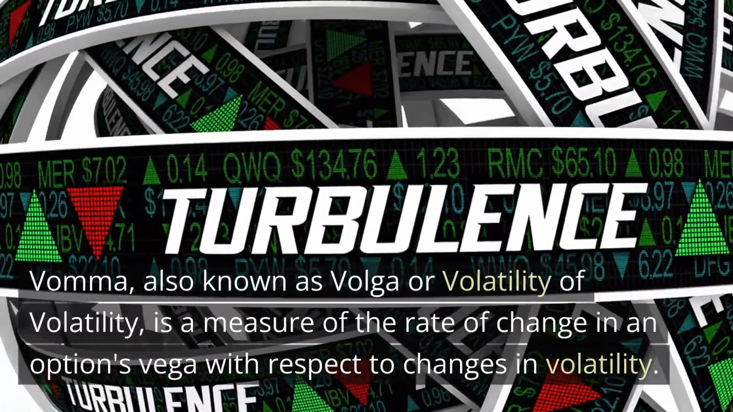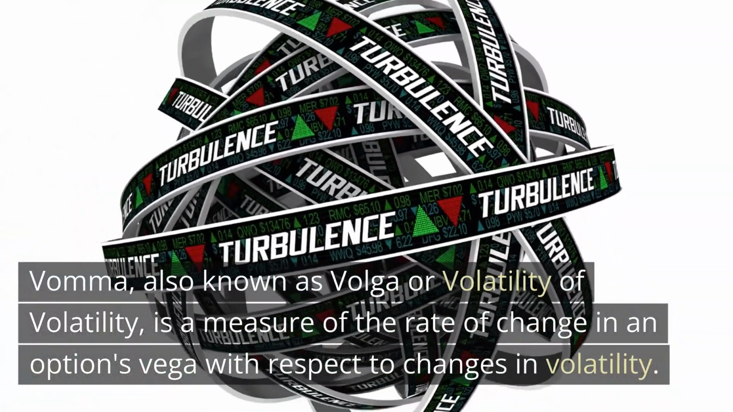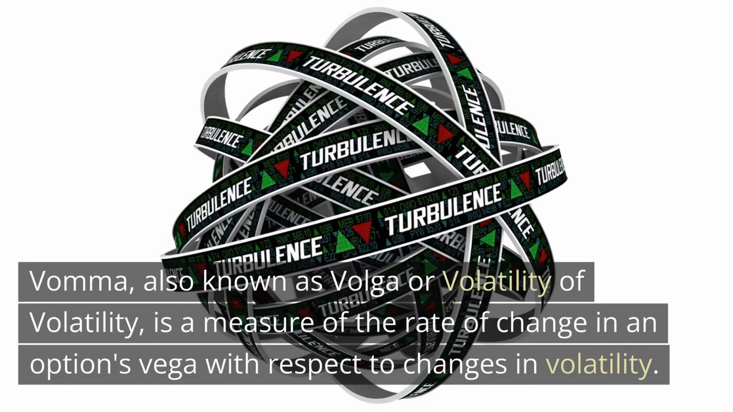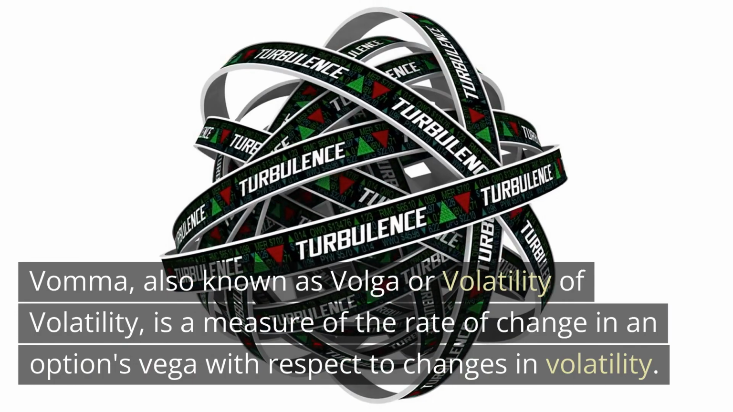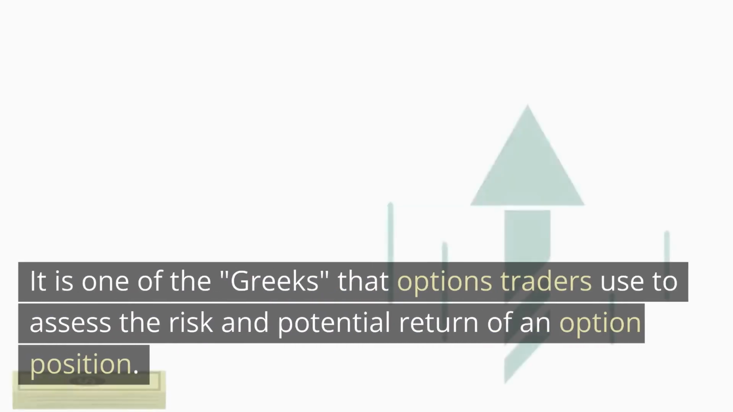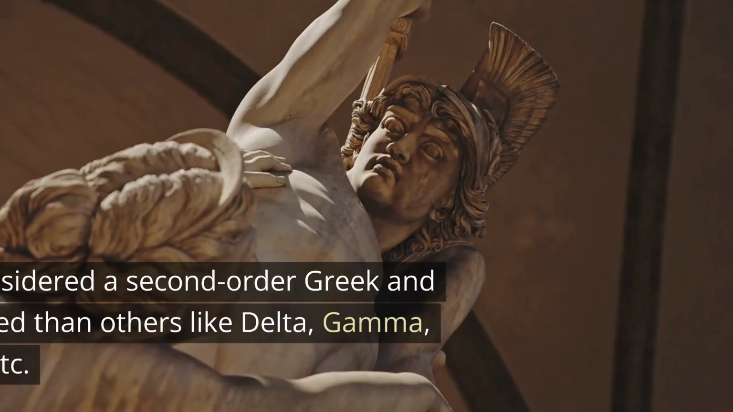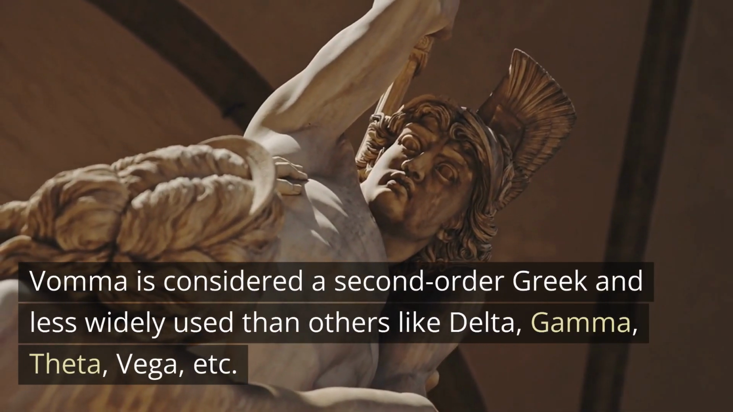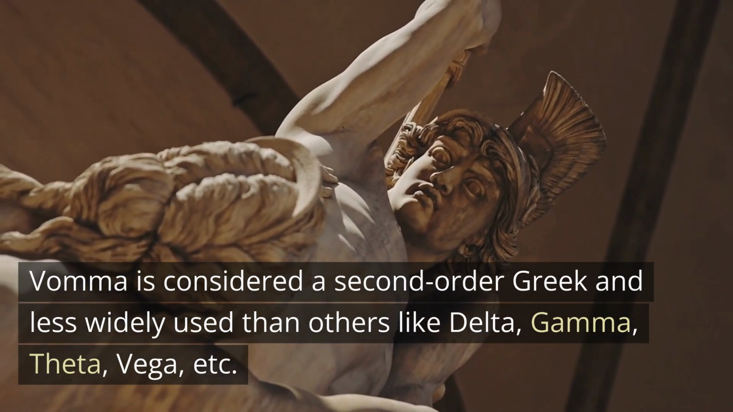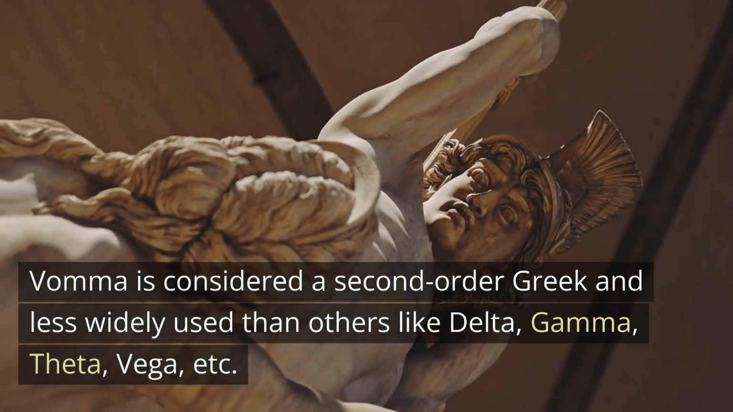Vomma, also known as Volga or volatility of volatility, is a measure of the rate of change in an option's vega with respect to changes in volatility. It is one of the Greeks that options traders use to assess the risk and potential return of an option position. Vomma is considered a second-order Greek and less widely used than others like delta, gamma, theta, vega, etc.